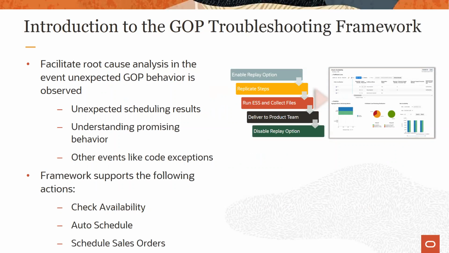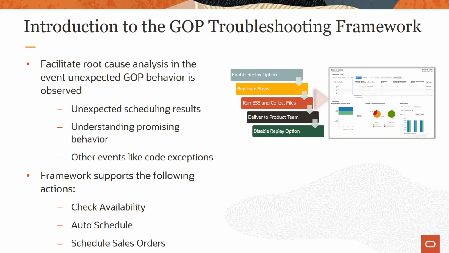So in certain conditions, it may be necessary to understand the context within which one or more orders are promised by GOP. The troubleshooting framework built into the database-centric architecture, which is called the replay framework, allows for replicating such scenarios and provides additional insights on the conditions that existed at the time of the order promising. This is helpful for the development team to carry out root cause analysis and provide explanations on the promising behavior.